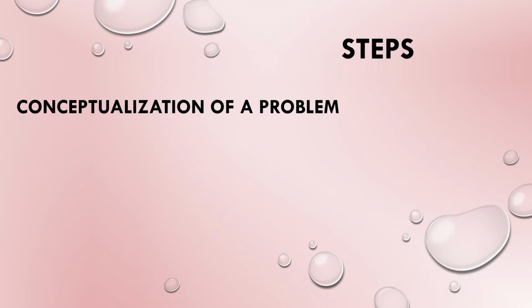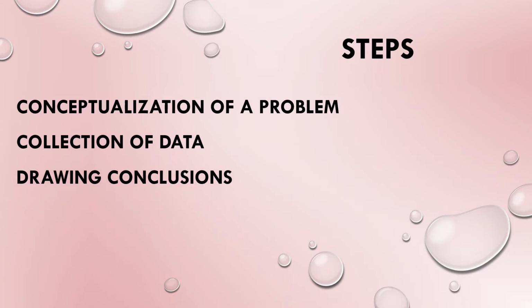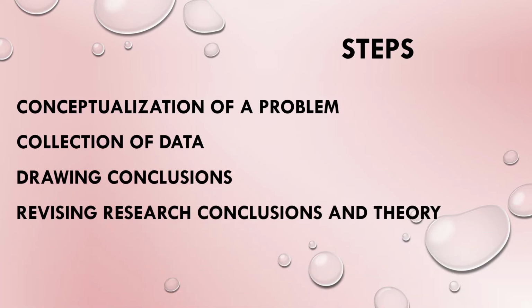Now we can go through the steps in scientific research. First is conceptualization of a problem. Second is collection of data. Third is drawing conclusions. And the fourth is revising research conclusions and theory. Each of these steps we can discuss in detail.